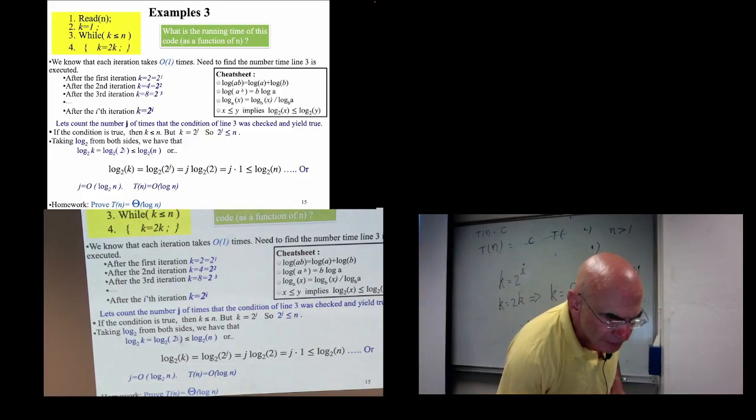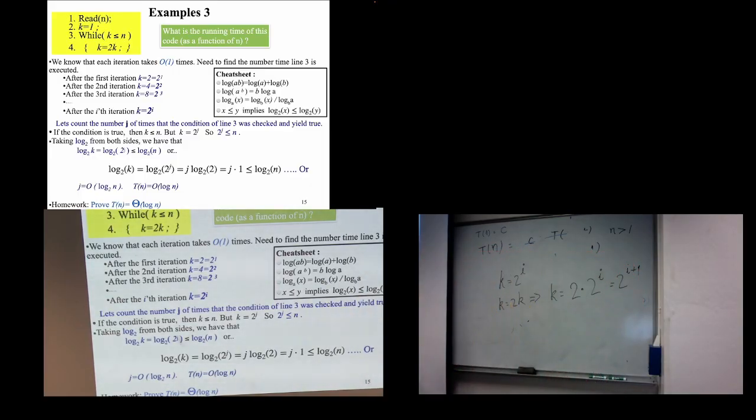Just looking for chat, everybody's happy. Okay, so it makes sense, right? So after i iterations, k is just 2 to the i. After the first iteration, k is 2 to the power 1. After iteration 2, k is 2 to the 2. 2 to the 3, after i iterations, it's 2 to the i. And we're almost done.